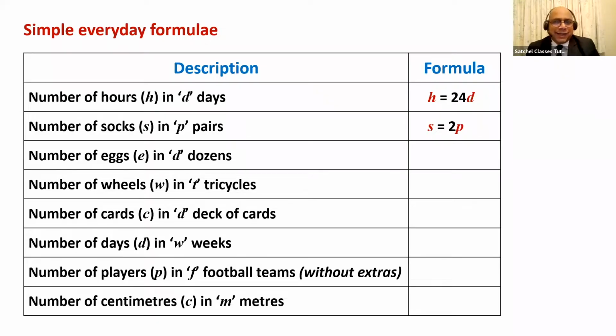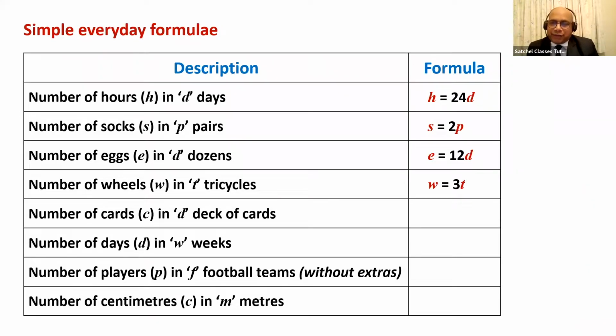How many units in 1 dozen? We know that it's 12, right? So in D dozen, it will be 12 times D. So the number of eggs E will be equal to 12D in D dozen. How many wheels in a tricycle? It's a tricycle, so it has 3 wheels, right? So each tricycle has 3 wheels. If I have T tricycles, it will be 3 times T. And that is the wheels, which is W. So W equals 3T.